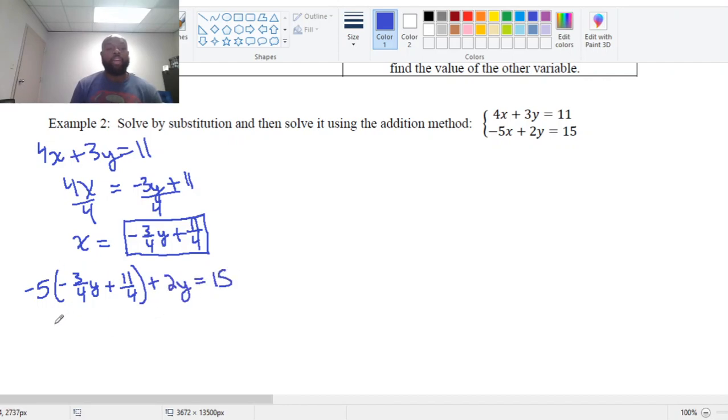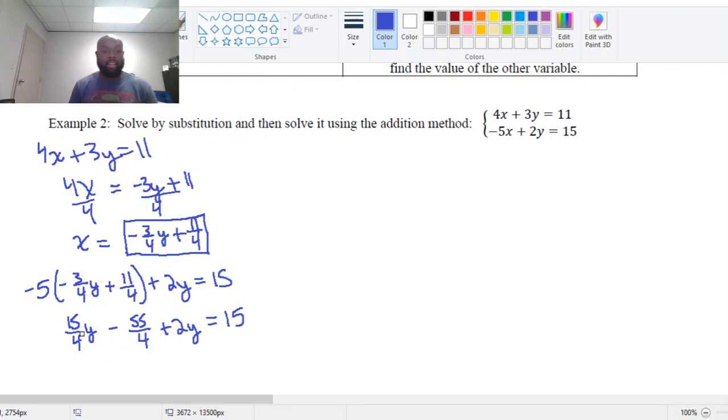Okay, now when I do that, I get negative 15 over 4y minus 55 over 4 plus 2y equals 15, right? And actually, I made an error here. A negative times a negative is a positive, so I get a positive 15 over 4y, and a negative times a positive is a negative. So the minus 55 over 4 is correct there.